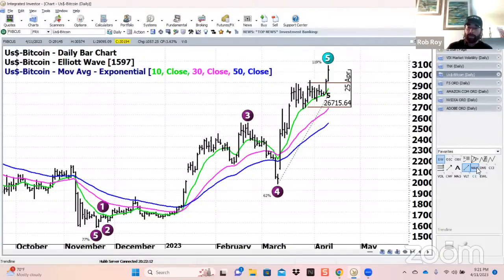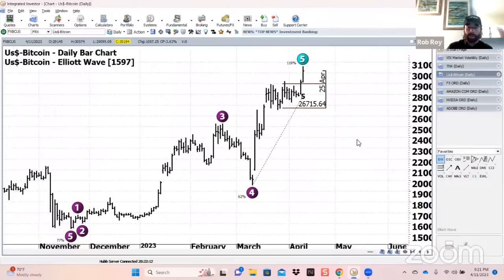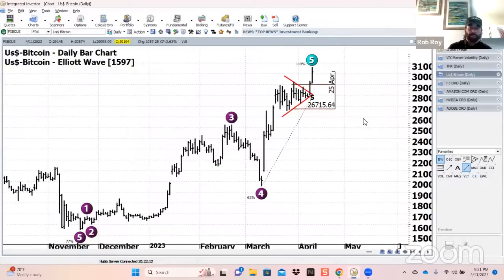Let me take these moving averages off here and look what the consolidation was. A triangle. What's supposed to happen out of a triangle? A breakout. Remember how many times, those of you that have been watching a lot, how many times have I mentioned that Elliott said, don't diss the small triangles.